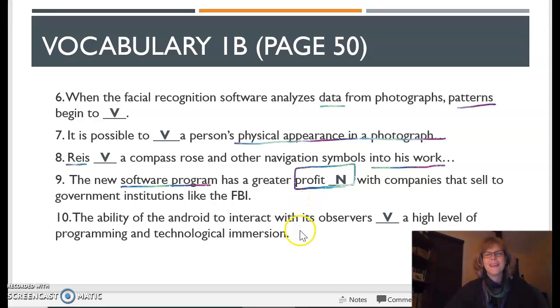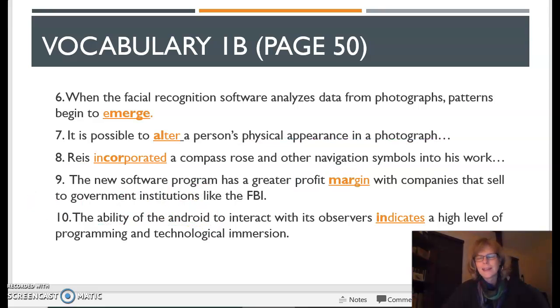Number 10, the last verb that we're missing, talking here about the ability of the android, the robot, right, to interact with its observers. And I need a word that means to show a high level of programming. So if you chose indicate, you're right. That's a good choice. This ability to interact, indicate, shows a really high level of programming.